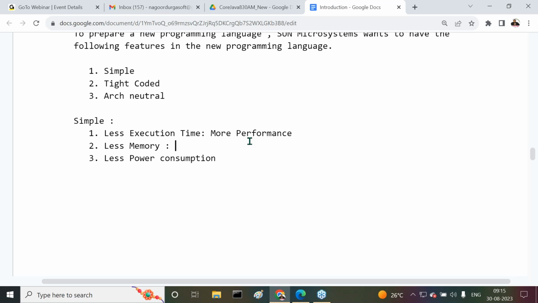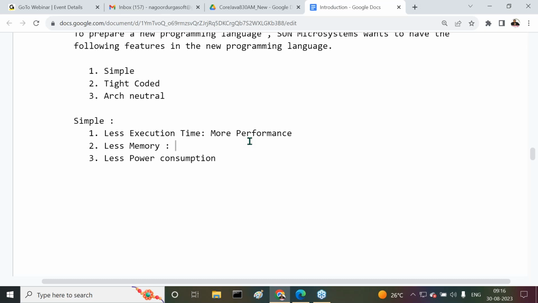8 GB RAM, 50,000. 16 GB RAM, 55,000. What's the meaning of it? When memory is increased, the cost of the end product is increased or not? Memory is a costly component or not? Because of this reason only, Sun Microsystems wanted to prepare a new programming language whose applications must take less memory. Its applications must take less memory. In that way, they wanted to have a new programming language.